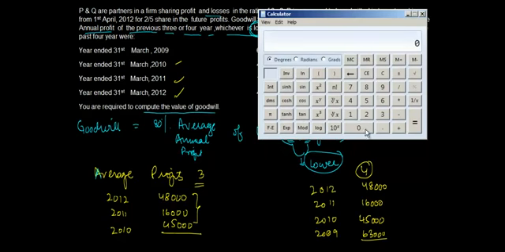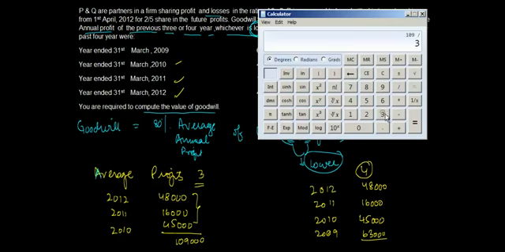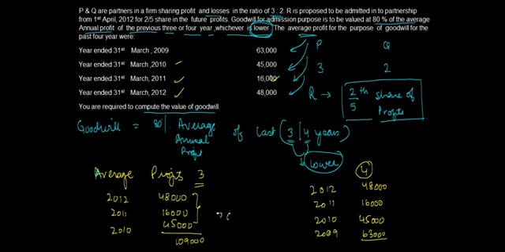Let me just clear this off. 48 plus 16 plus 45. So the total profit I get is 109,000 divided by 3. The average profit that I get is 36,333.